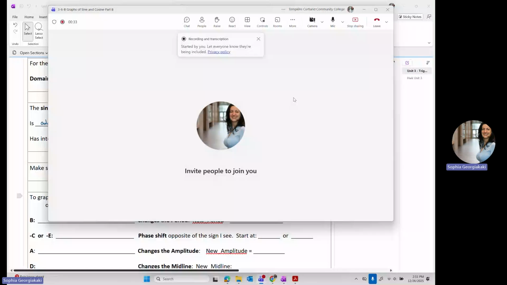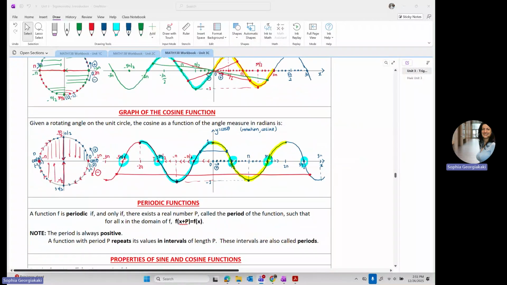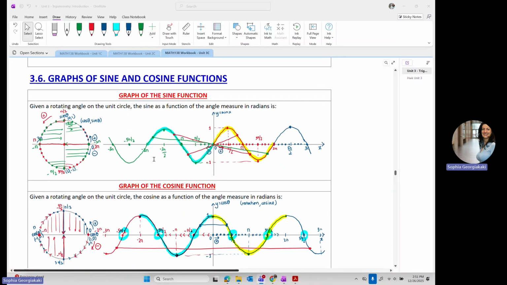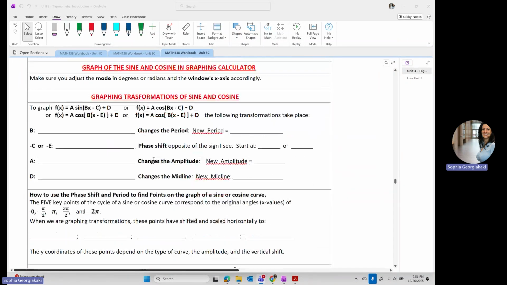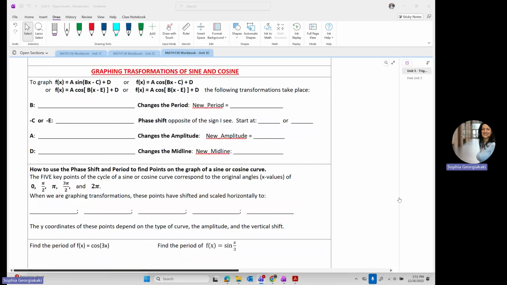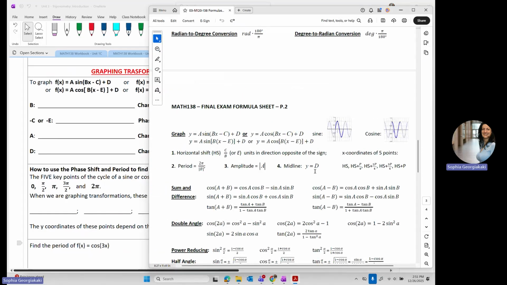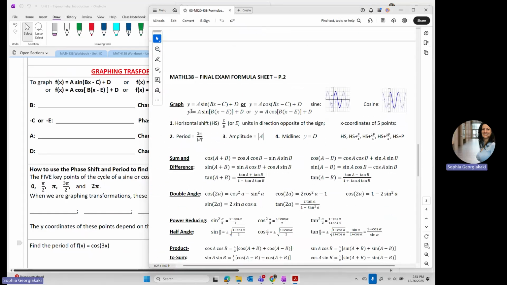We are continuing in section 3.6, where we looked at the graphs of the sine and the cosine functions. And what we will do now is transformations of the sine and the cosine graphs. In our formula packet, this is at the top of the third page. You can see here, it is just this part that we will be working on, which summarizes how we handle transformations of the graphs of sine and cosine.